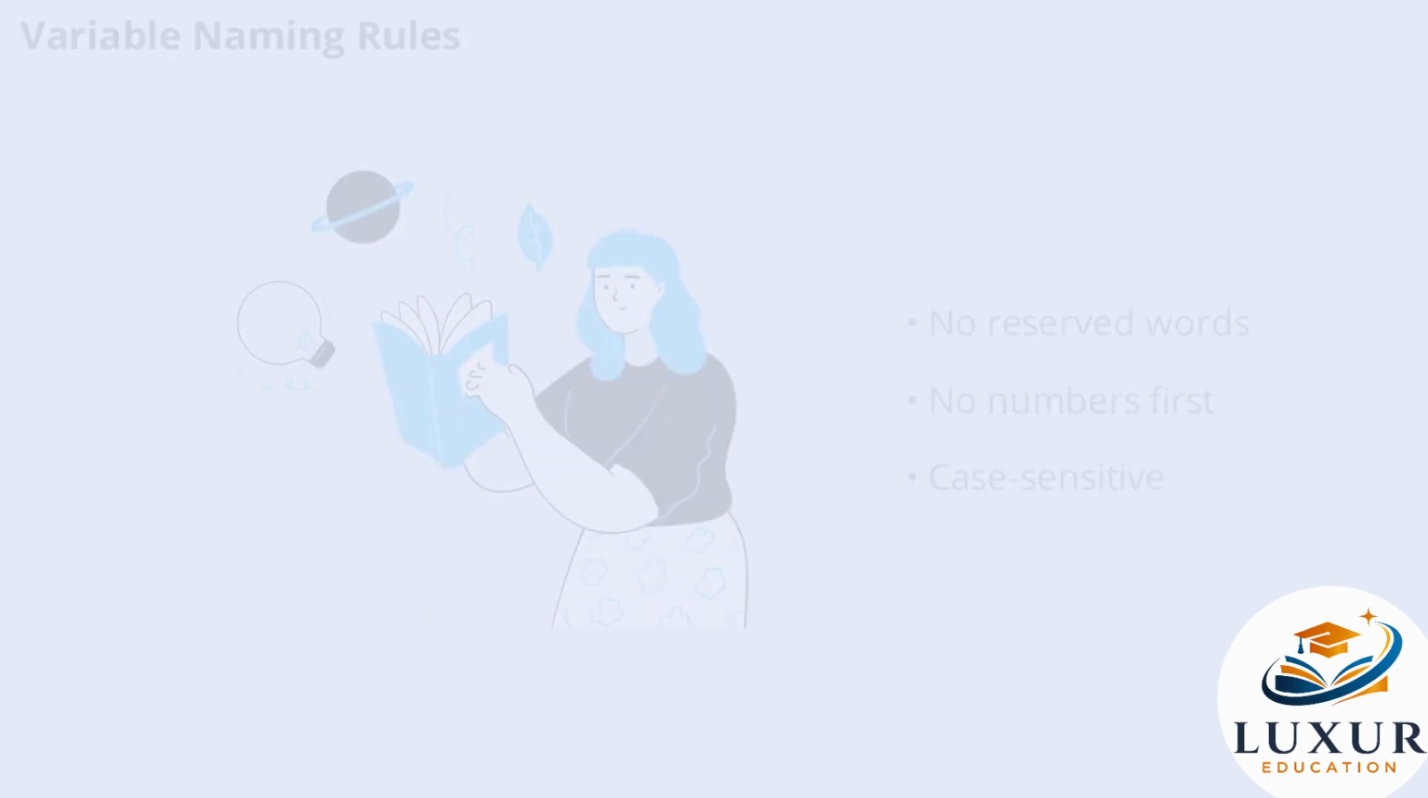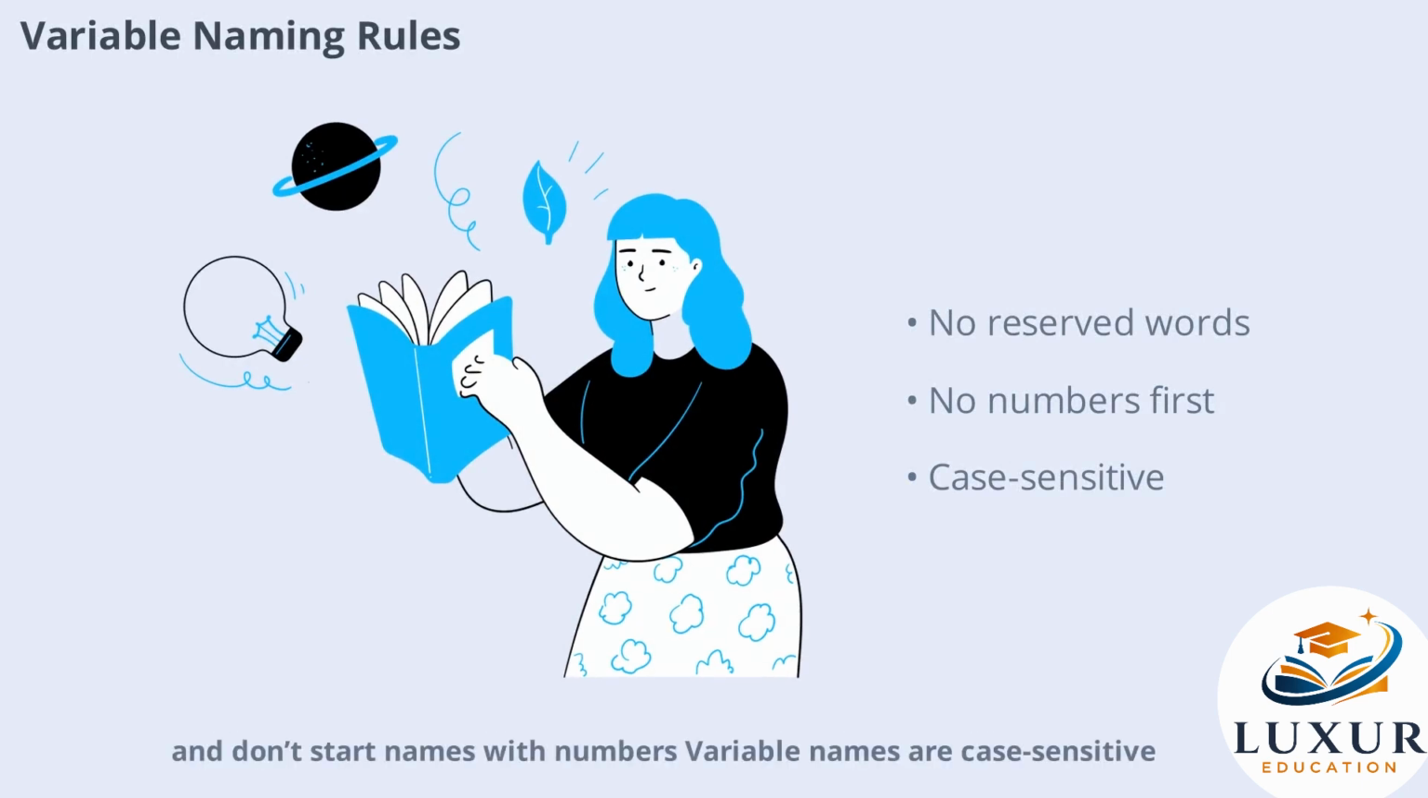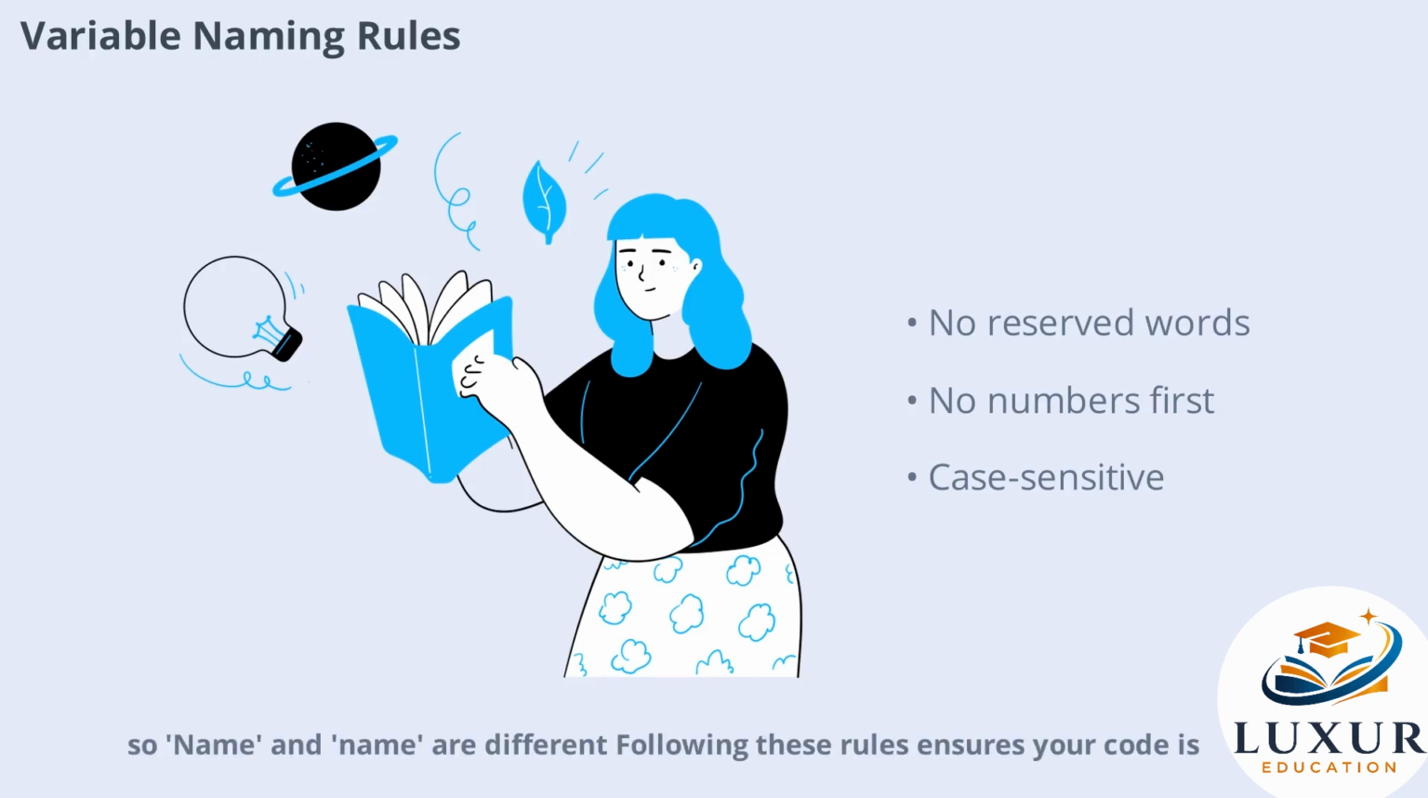When naming variables, avoid using JavaScript reserved keywords and don't start names with numbers. Variable names are case-sensitive, so name and Name are different. Following these rules ensures your code is valid and avoids unexpected errors during execution.